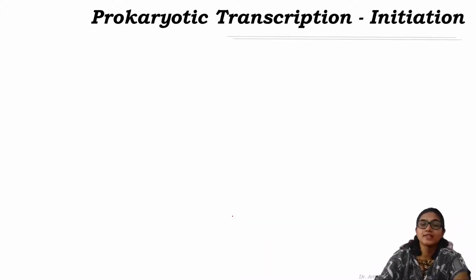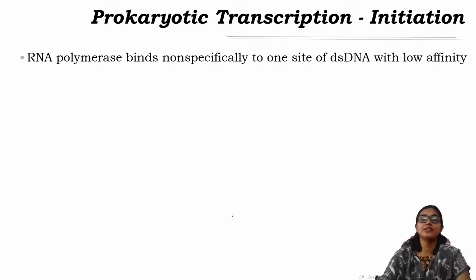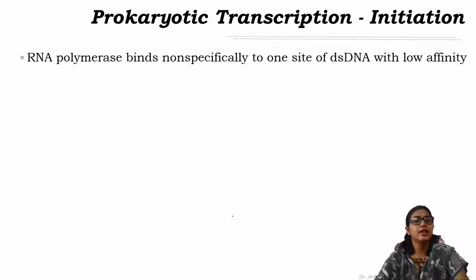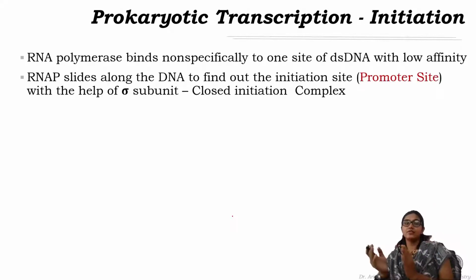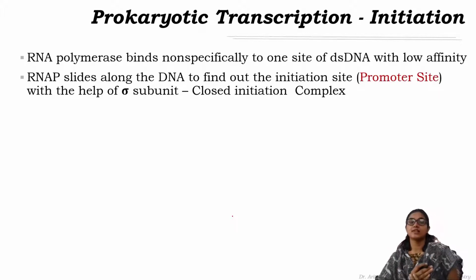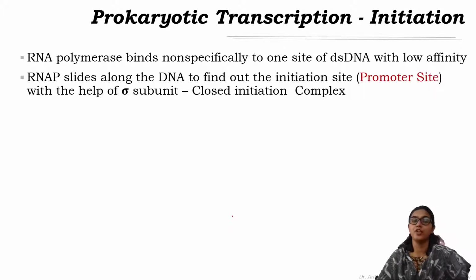Now let's see what happens in the initiation phase of prokaryotic transcription. Basically, the RNA polymerase binds with the double-stranded DNA non-specifically, in a very non-specific region. Because it is a non-specific binding, it has low affinity; the binding strength is very low. Then the RNA polymerase slides over the DNA and searches for the promoter site. Finding the promoter site with the help of the sigma subunit, the binding becomes stronger and it forms the closed initiation complex.